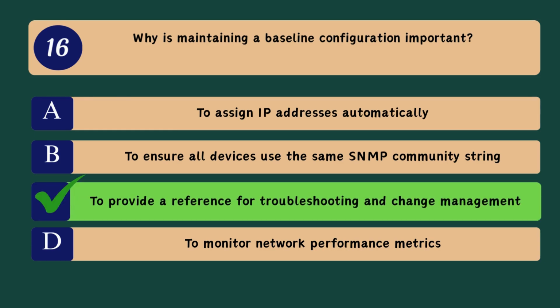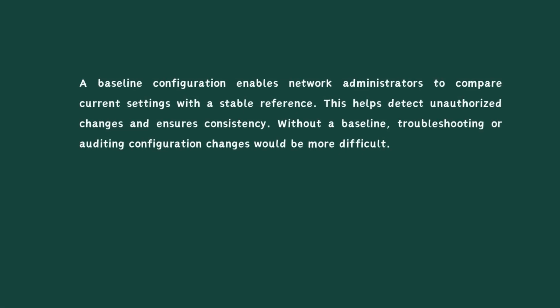Correct answer. C. To provide a reference for troubleshooting and change management. A baseline configuration enables network administrators to compare current settings with a stable reference. This helps detect unauthorized changes and ensures consistency. Without a baseline, troubleshooting or auditing configuration changes would be more difficult.